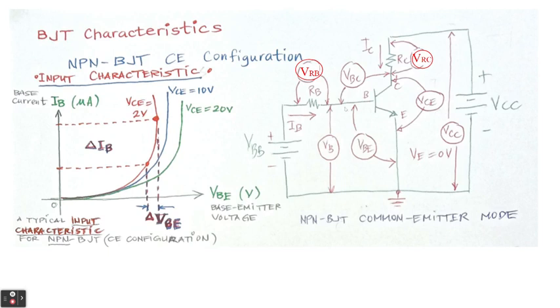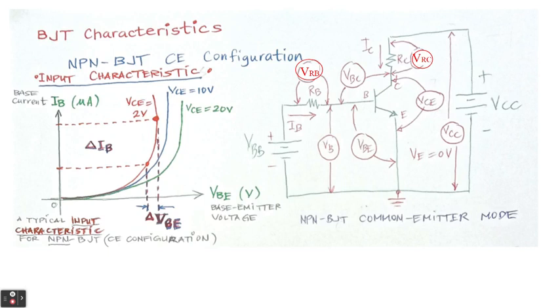Now, again, this is the BJT amplifier, common emitter configuration, NPN transistor. We have here the VBB, and the point between the B and the ground, we call it VB. Between B and E, we call it VBE. Between the VCC and the ground, of course, we call it VCC.